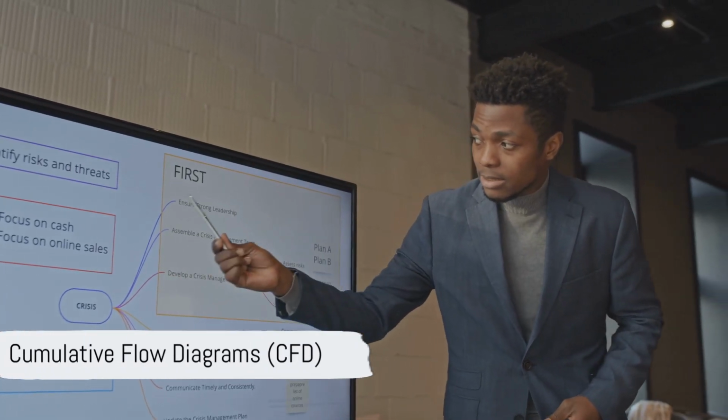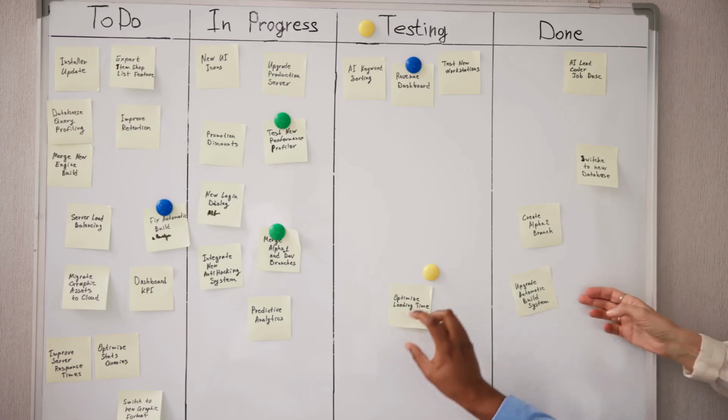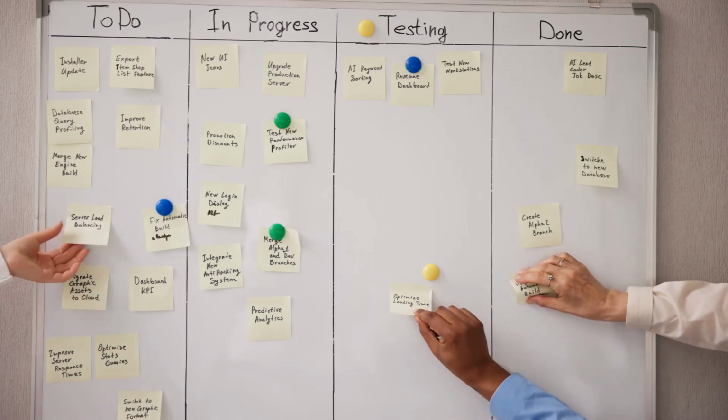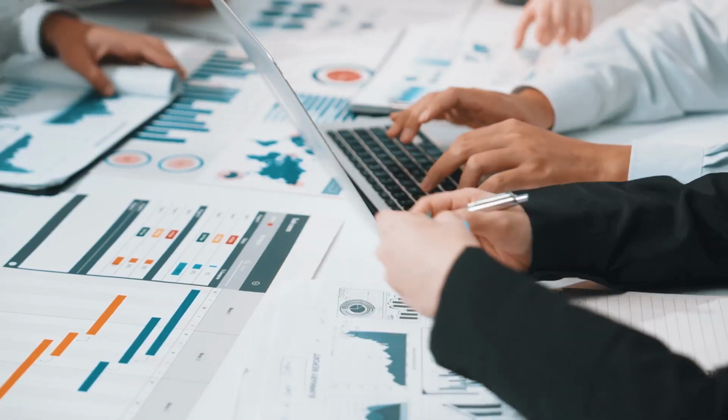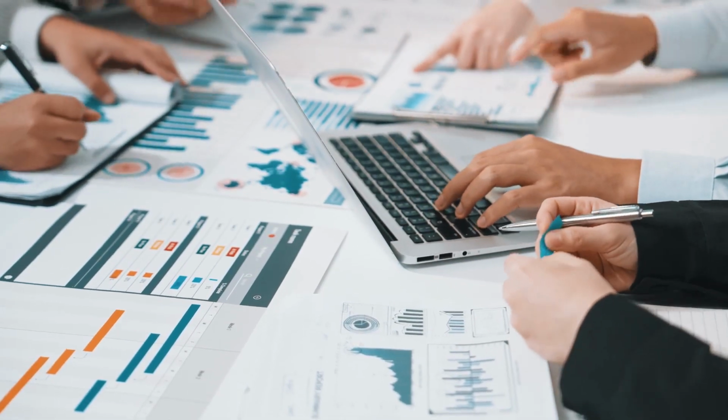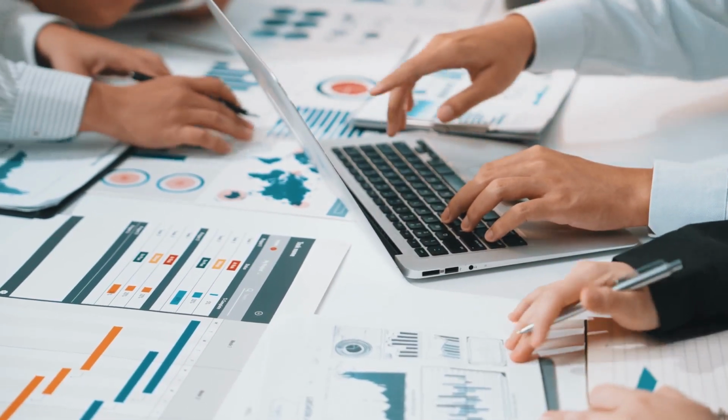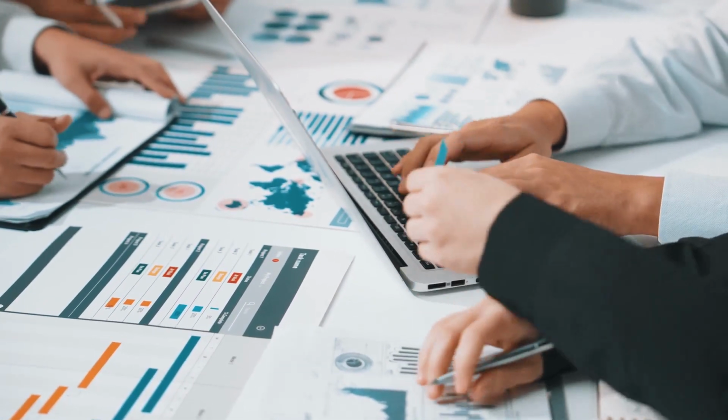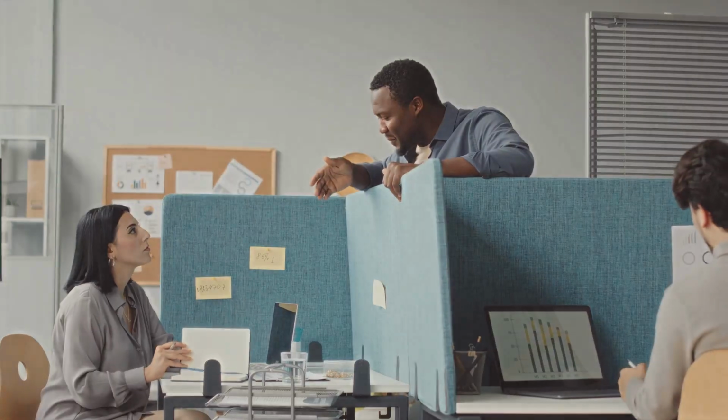Cumulative flow diagrams are a powerful visualization showing the amount of work in each stage over time. A growing in-progress band? That's a red flag. These metrics don't just tell you how fast you're moving, they reveal where you're stuck, where you're wasting time, and where quality issues are hiding.